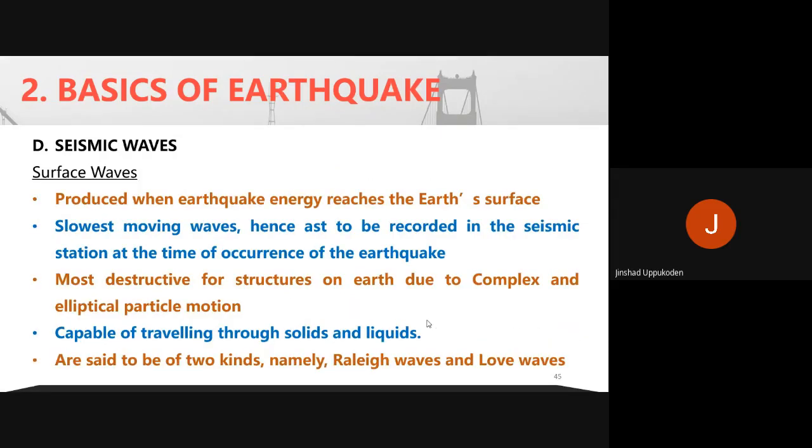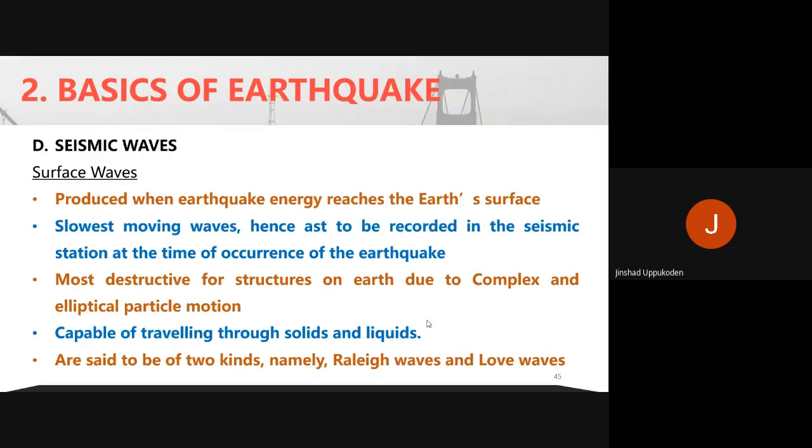The second type of waves is called the surface waves. As the body waves reach the surface of the earth, a part of these body waves will force other waves to get developed at the surface. When they get reflected back, a part of that energy gets transferred to the surface, and this results in waves being developed at the surface. These are called surface waves.